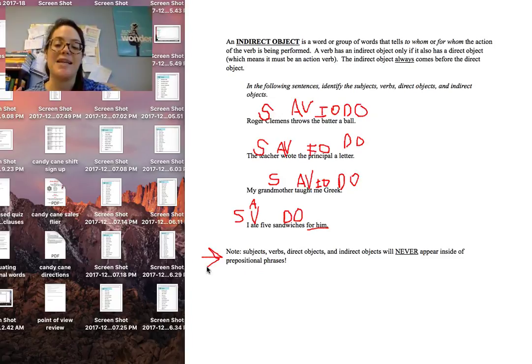subjects, verbs, direct objects, and indirect objects will never appear inside of a prepositional phrase. Okay, so prepositional phrases are just extra. They might answer some of our questions, but we're not going to ever label them as our indirect object, direct object, verb, subject, whatever.